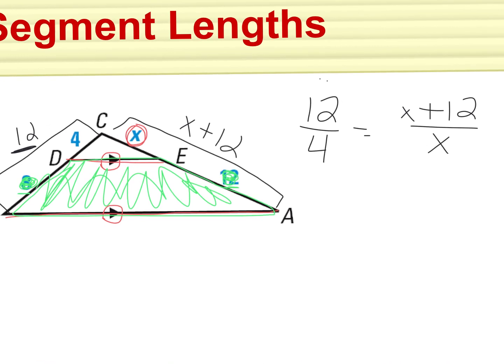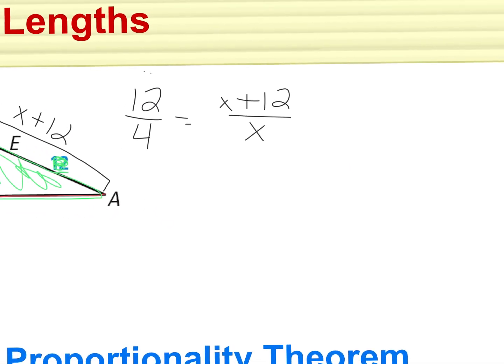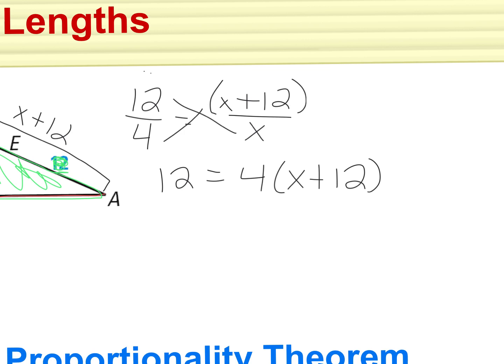Okay? How do we solve this? Cross multiply, right? 12 times x is 12x. What do we have to be careful with, that x plus 12? You have to make sure you distribute, so put parentheses around it. Okay, cross multiply the other way. We have 4 times x plus 12. So now we need to distribute: 4 times x is 4x, and then 4 times 12 is 48.